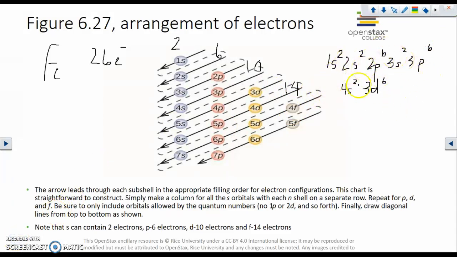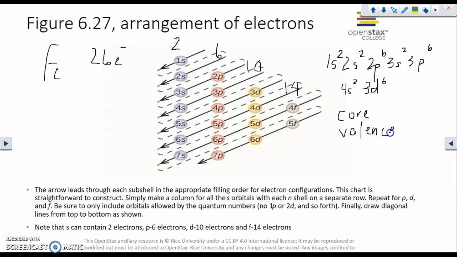Now in this configuration, there are two different sets of electrons. We have what we call core electrons, or electrons in the middle. And we have valence electrons. And those valence electrons are electrons on the outermost period, the outermost shell, or the outermost energy level.